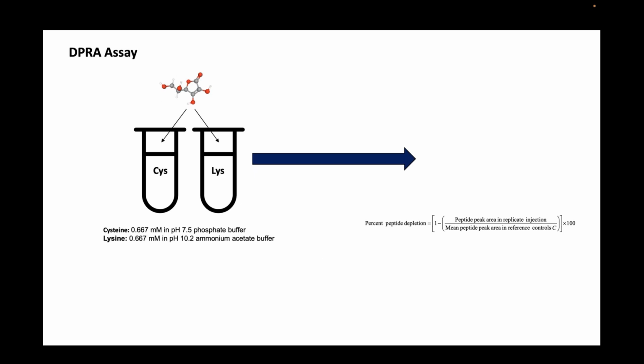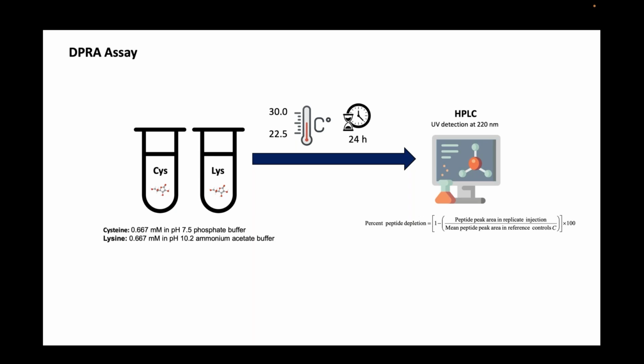Now we come to the classification and scoring of the chemicals, and for this, I just want to give you a short insight on how the assays work. So the DPRA assay, as I said, measures the binding capacity of compounds to cysteine and lysine containing peptides. You just expose your test chemical to a solution at 22.5 to 30 degrees Celsius for 24 hours, and the binding you measure by HPLC.